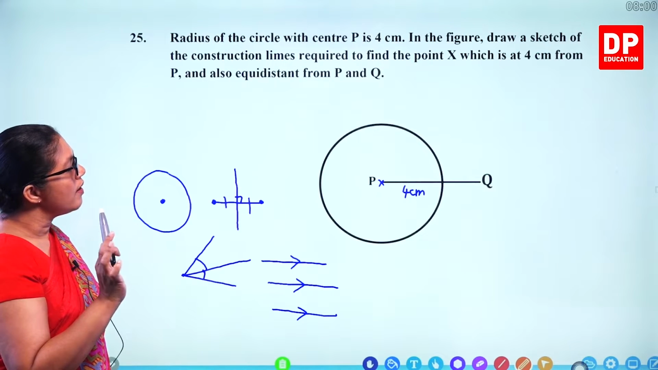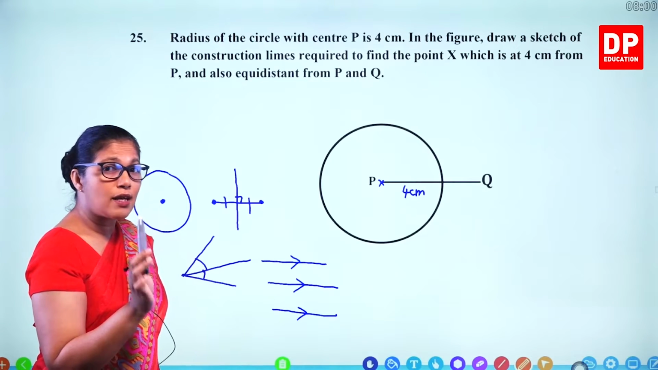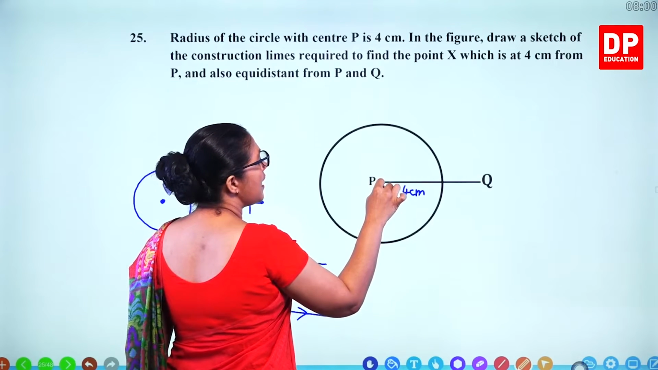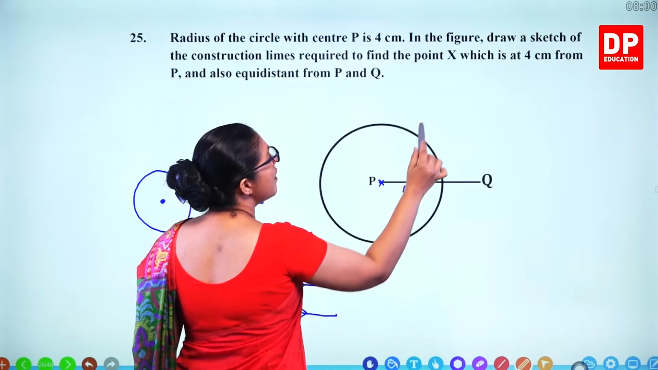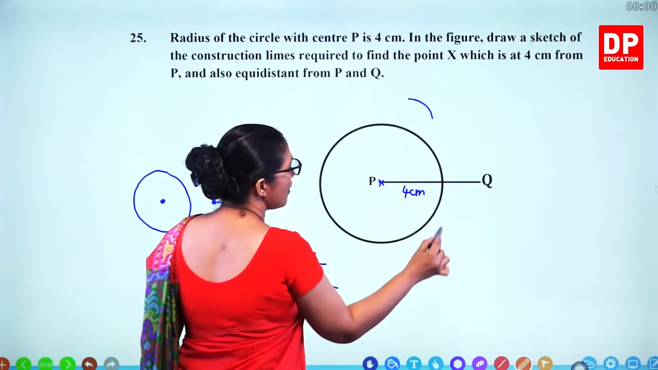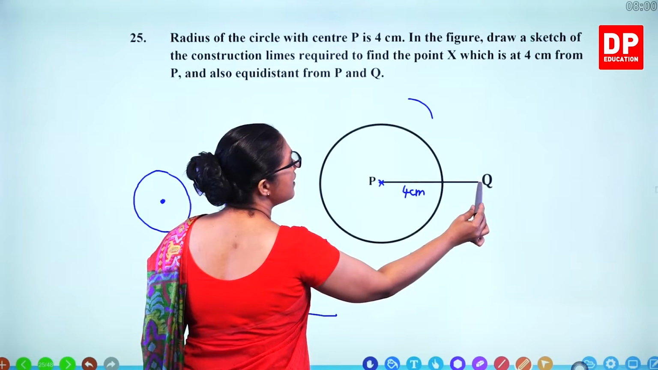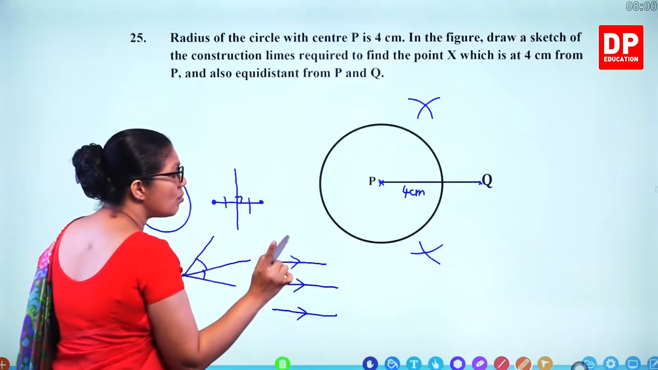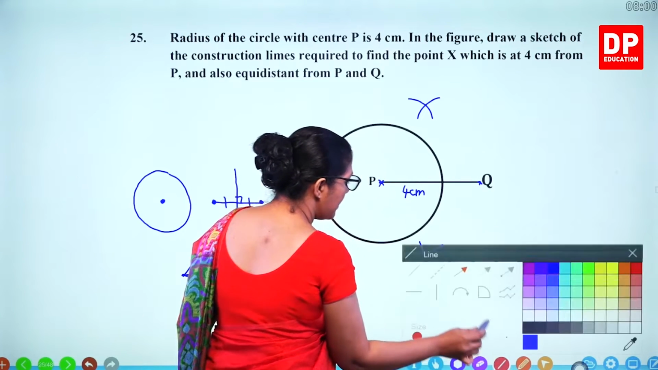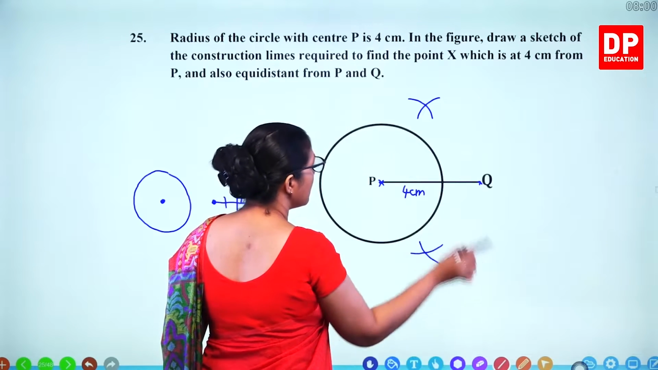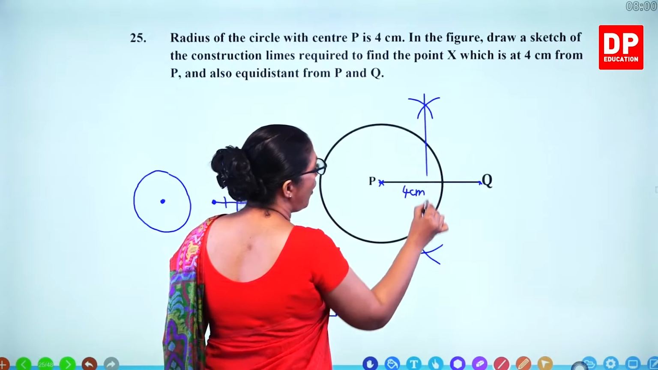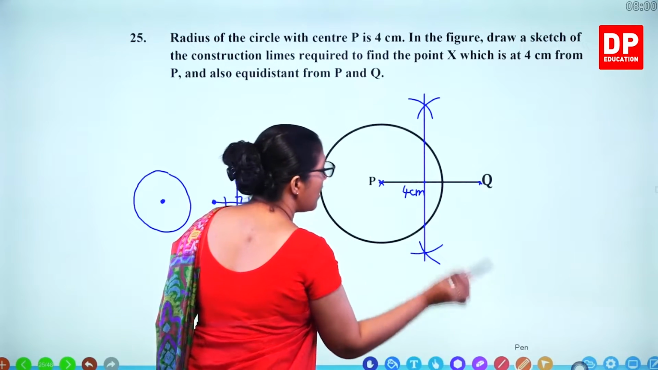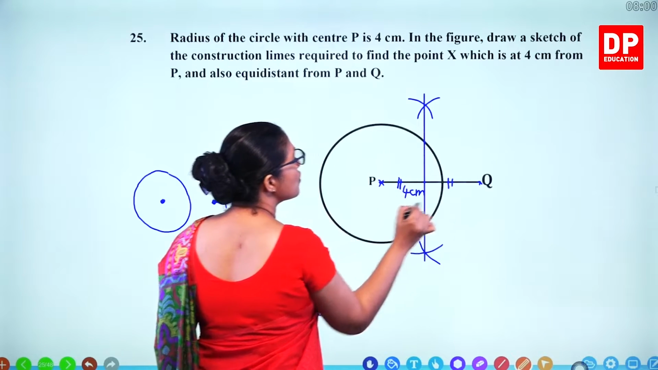So what do you do? Here it's just a sketch, so you don't need to take the compass. You can sketch it. You take the compass, keep it on top of P, and draw an arc below and above. Then keep the compass on top of Q and draw the 2 arcs, and then connect the 2 points. That's the perpendicular bisector.